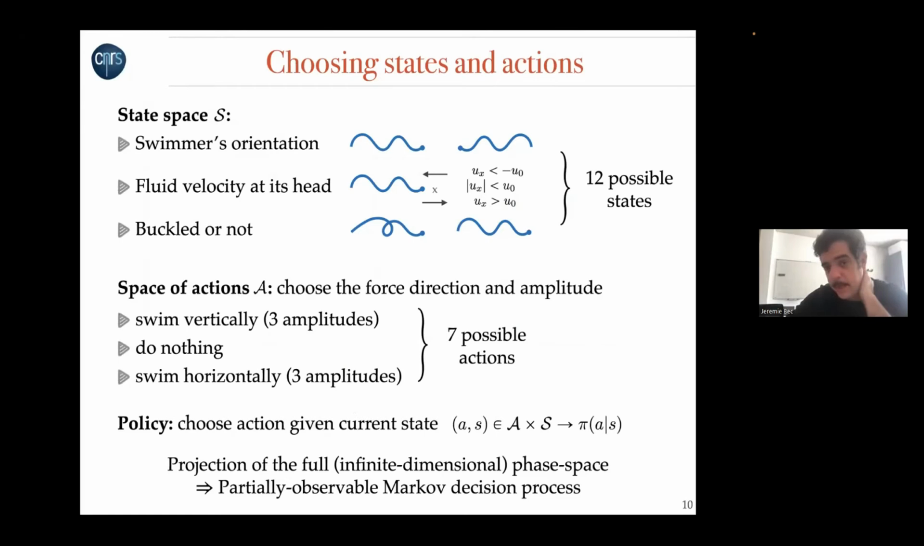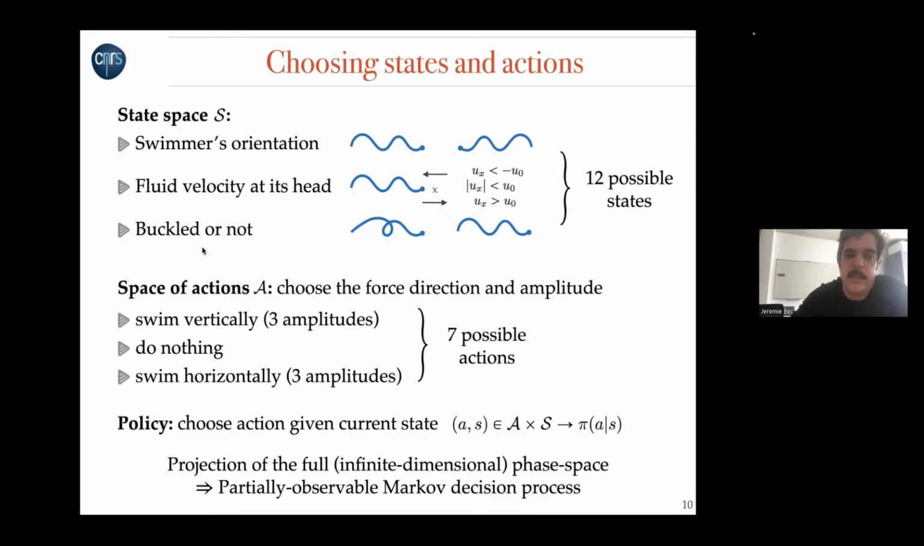So based on that, I will propose some state and action spaces in order to write down a decision process for the swimming of the fiber. The state space will have the following information. It should be able to translate the swimmer orientation, so knowing if the head is facing the right direction or not. It should know about the fluid velocity. The choice has been to know something about the fluid velocity at the head of the swimmer, with a very simple discretization of the velocity in 3 values: negative values, values which are close to 0, and positive values.